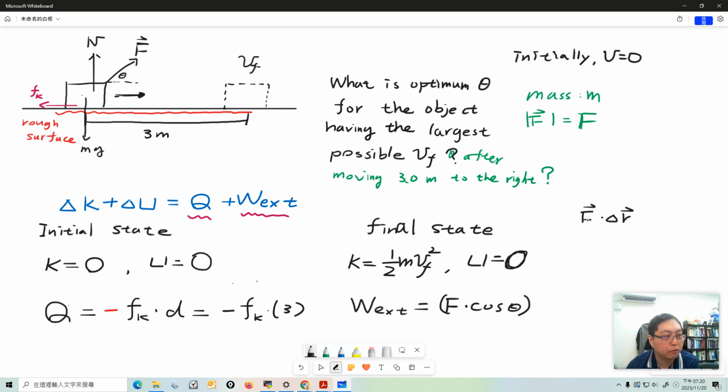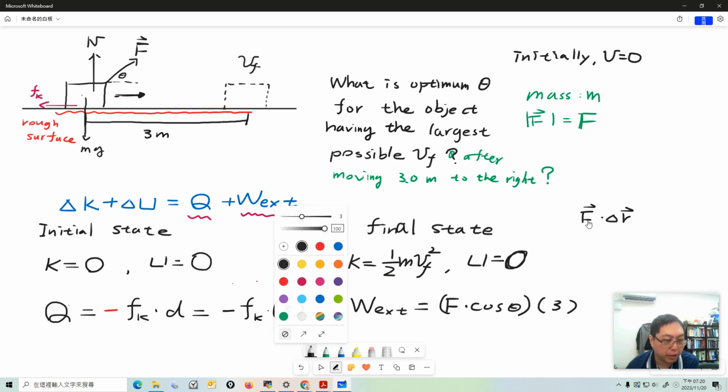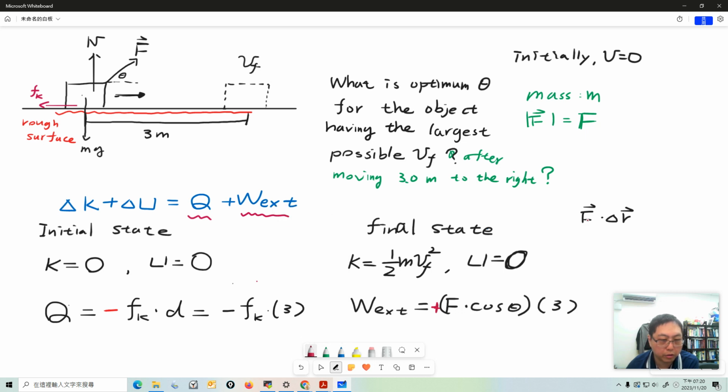And how long is the travel for this problem? It is 3 meters, so it's times 3. And it's positive. Why? Because, like I said, positive means you add energy into your system. So the pulling force, you're pulling this object.